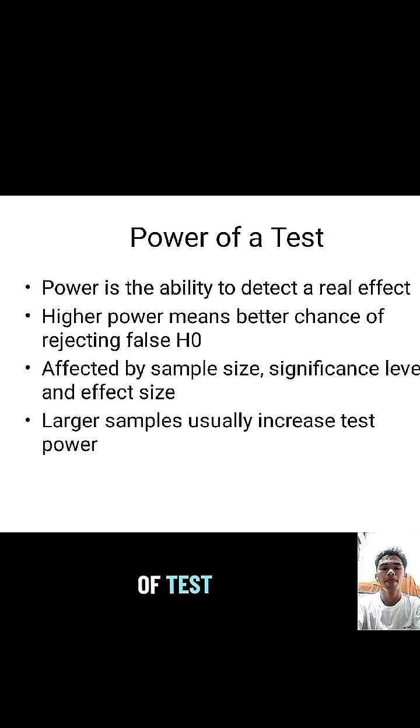Next is power of a test. The power of a test refers to the ability of a statistical test to correctly reject a false null hypothesis. A powerful test is more likely to detect a real effect if it exists. Power is affected by sample size, significance level, and the size of the effect being measured. A larger sample size usually increases the power of a test. Example, a test with a larger number of participants is more likely to correctly detect whether a new product really improves sales.